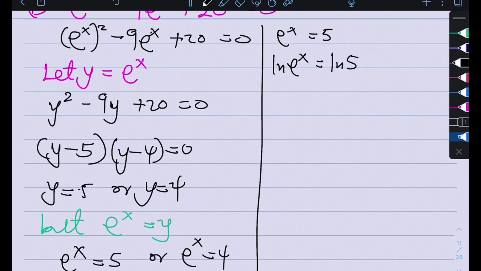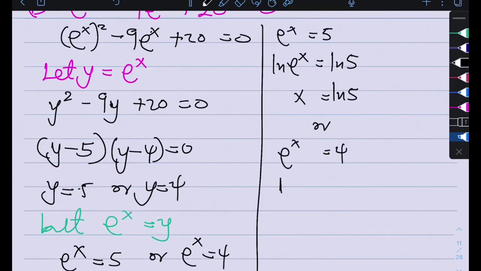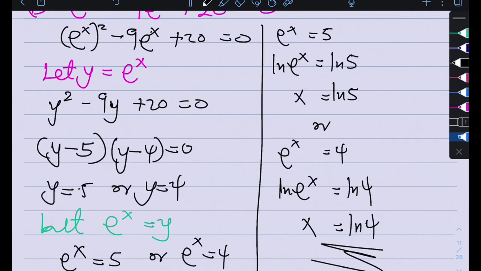All right, ln 5. So this is going to give us x = ln 5. I'm not going to put it on the calculator, I'll just leave it like this. Or then we have e^x = 4. So we would take the ln of both sides again. So x = ln 4. All right, that's how we end it.